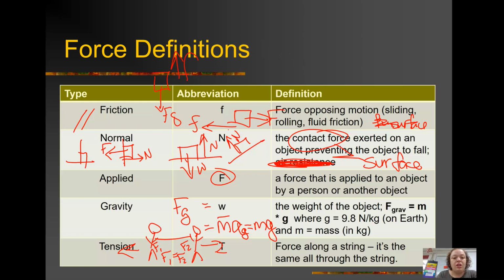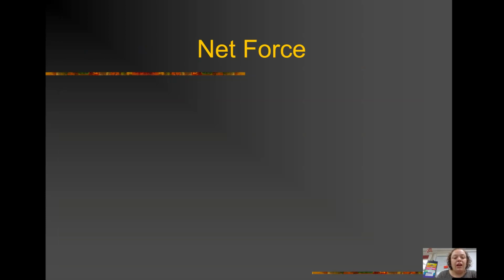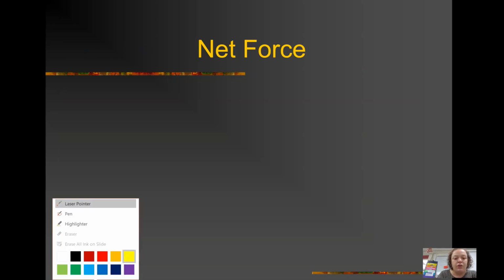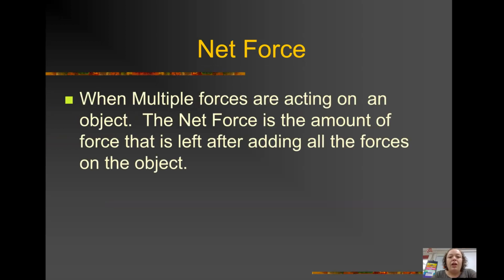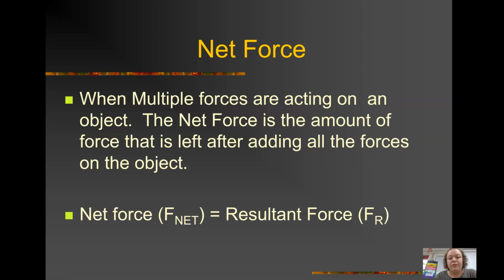We've got this is our only field force. All of our others are called contact forces. Now let's talk about something called net force. Net force is when you have a lot of different forces acting on an object. The net force is what's left after you add them all together. And we've been used to doing this, like when we add up different vectors going different ways, because force is a vector. Net force is called the resultant force.